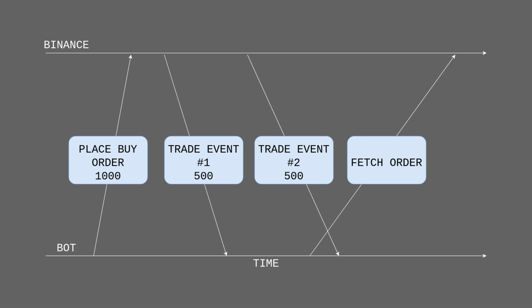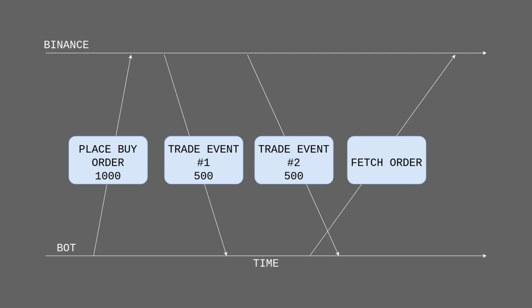When our bot handles the first one, it will fetch our buy order which is already filled. It will cause it to place a sell order, but then the next trade event will arrive and cause another sell order to be placed, and that's not correct. What we need to do is to update the status of the buy order after the first fetch, so when the second trade event arrives, we will ignore it.